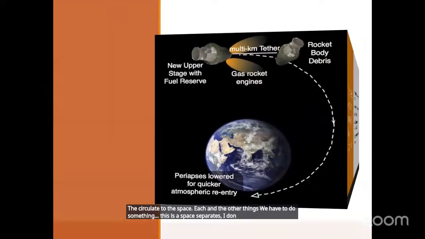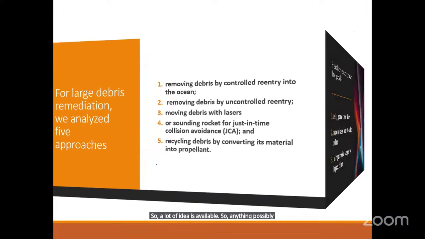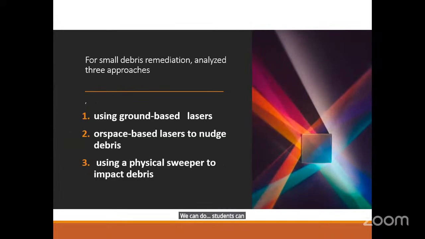I want to go very fast and then we will show that. First, large debris can be analyzed with 5 approaches. The removal approach and controlled re-entry into the ocean: we capture it, which means we can put it in the ocean. Remove the debris with controlled re-entry. Sending it to re-entry, the re-entry process is very essential. Then moving the debris with lasers and sounding rockets, then recycling the debris, if possible, there itself into propellant. So a lot of ideas are available. Anything that is possible, students can think and work on accordingly.